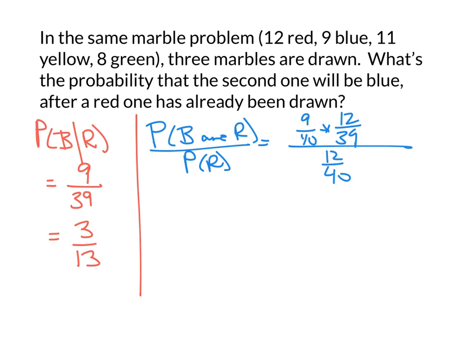Multiply that by the probability of getting a red, 12 out of the 39, because there's one less in there, divided by the probability of just getting a red, 12 out of 40. When we simplify all of this, we can do a little canceling at first. 9 goes in there, and they each go 3 times, so 3 times 3 and 3 times 13. 4 goes into both of these, so 10 and 3, which means we'll have 9 out of 130 divided by 12 out of 40. So we multiply by the reciprocal.